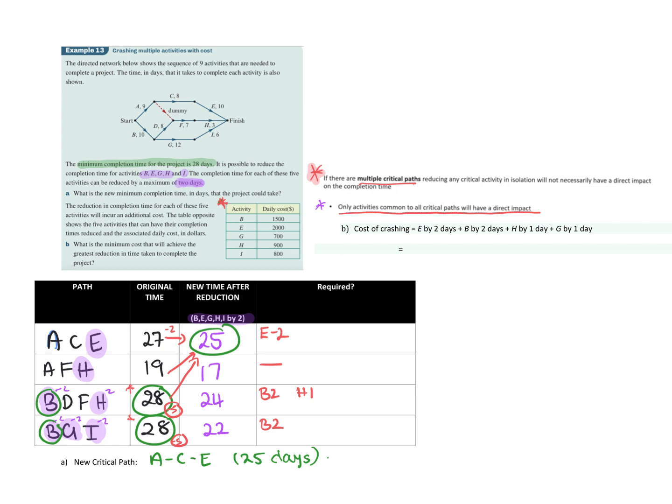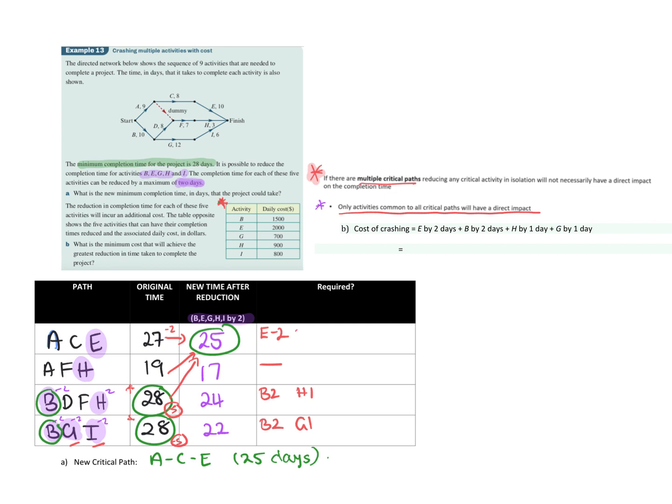Now, in the bottom one, I could do G or I. Because I've got a choice, I've got to crash one of them, so I'm crashing 3 days. So which one am I going to pick? I'm going to pick G. Why would I pick G? G costs less, so I'll pick G by 1. So therefore, we now know all the costs we're going to do.